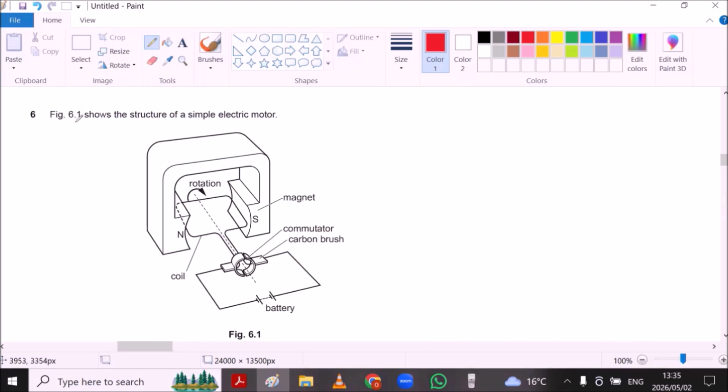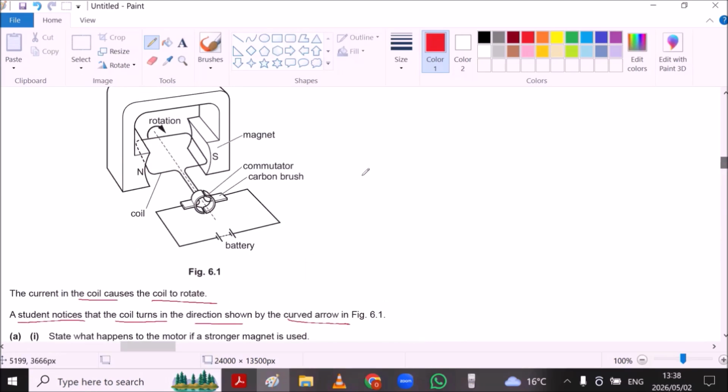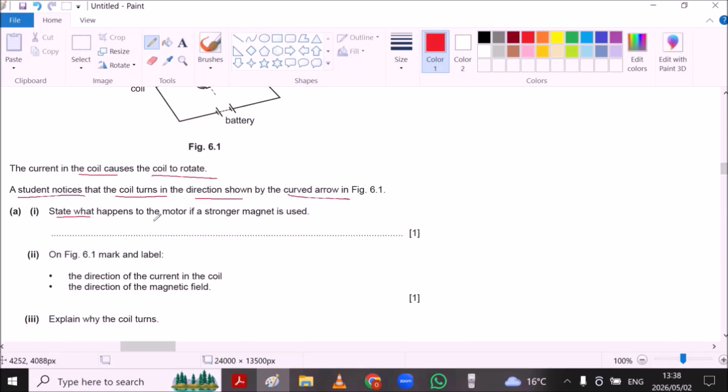Let's look at this question. Fig 6.1 shows the structure of a simple electric motor. The current in the coil causes the coil to rotate. A student notices that the coil turns in the direction shown by the curved arrow in Fig 6.1. This direction is clockwise rotation. State what happens to the motor if a stronger magnet is used. The coil turns faster.